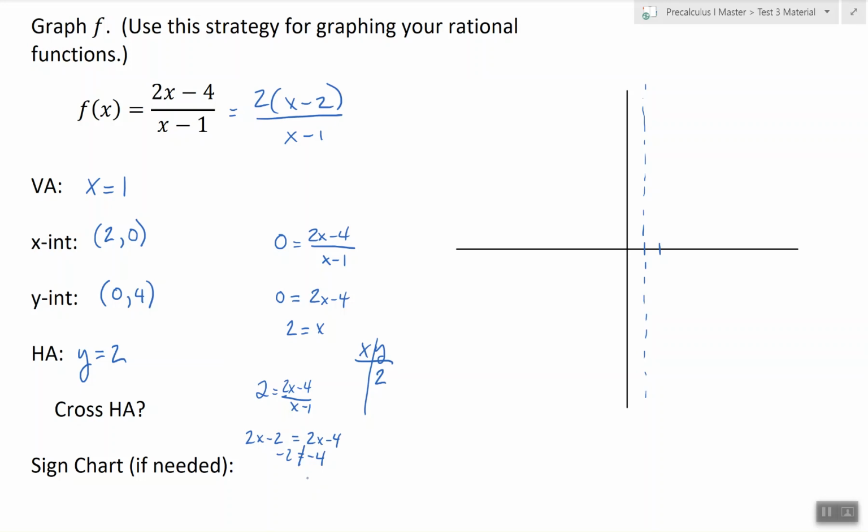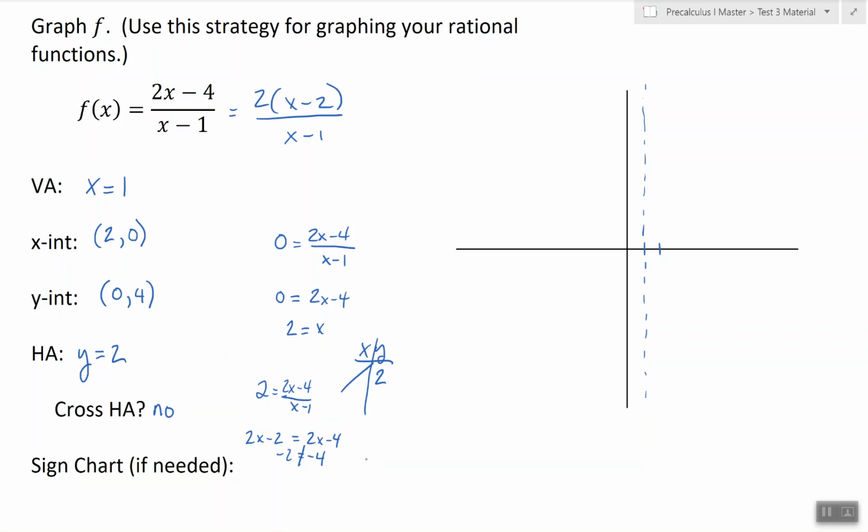So anytime you're trying to find something in math and you get a nonsense statement, then that means you don't have what it is that you were looking for. In other words, you don't have a crossing point for your horizontal asymptote. When y is 2, you did not find an x. If you would have found an x, it would have ended up saying something like x equals negative 1/2. So then you would say it crosses at negative 1/2, 2. That's all there is to that.